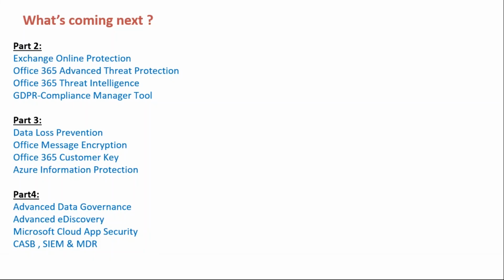So what's coming next? We have part 2, part 3, part 4, and this is where I'm really going to get into the nuts and bolts of each and every single offering that we spoke about: EOP, ATP, Threat Intel, GDPR, Compliance Manager, DLP. There is a lot that we want to talk about. And if there is something else you feel, hey Vignesh, would you be able to also show us a demo or talk about some specific offering which Microsoft is giving, I'll definitely try to do that as well. So this is what is coming next.